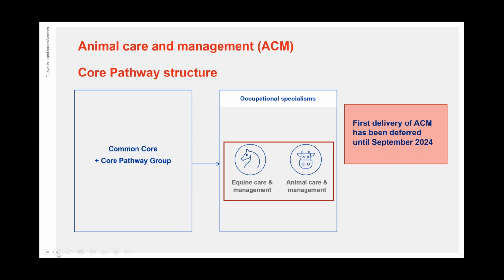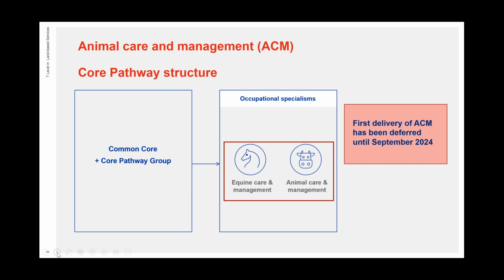Now, as I'm sure you're aware, the Animal Care and Management TQ of the T level, which includes Animal Care and Management and Equine Care and Management, has been deferred for first delivery until September 2024 to allow some redevelopment of the outline content. But as far as I'm aware, the animal and equine learners will still share a core pathway. Common content will be taken from the occupational specialisms of each and put into the core pathway assessment.